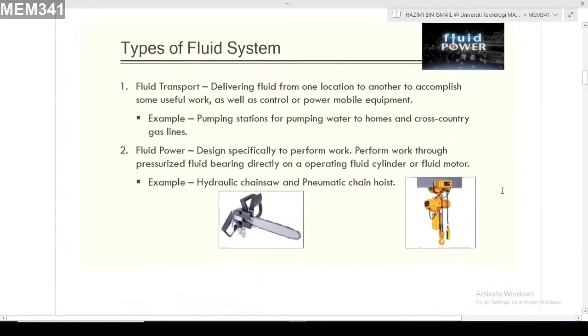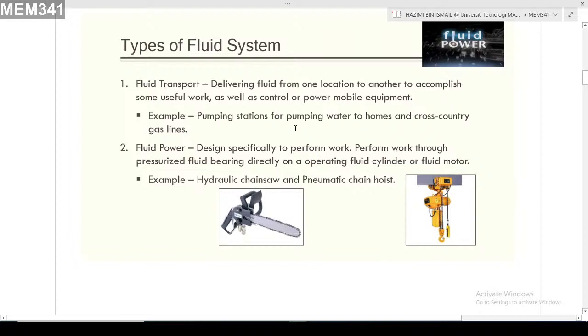Types of fluid system: fluid transport and fluid power. Fluid transport is delivering fluid from one location to another to accomplish some useful work, as well as control of power mobile equipment. Examples of fluid transport we can find in the pumping station, where water is pumped to homes, and also the cross-country gas line.